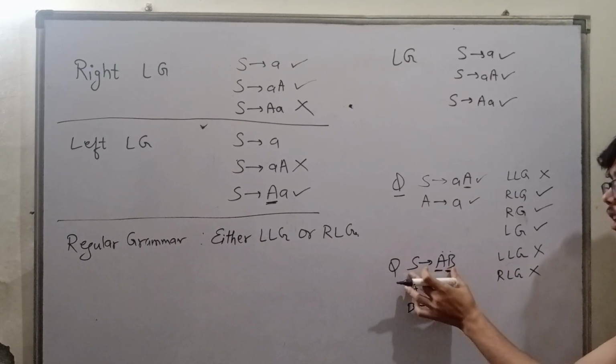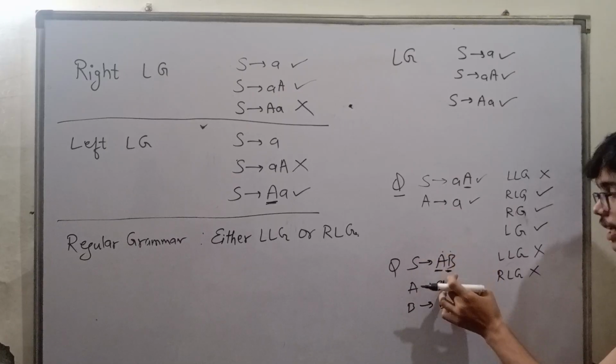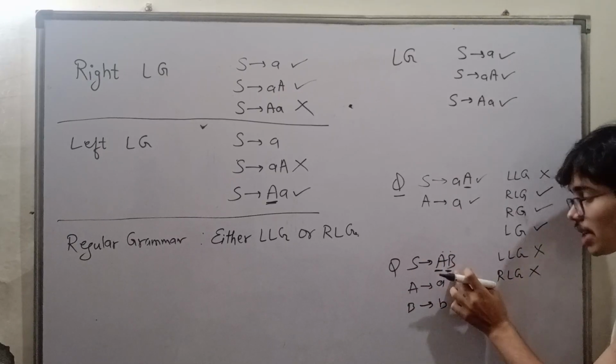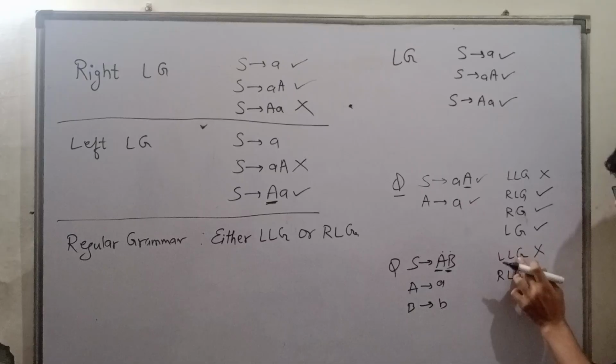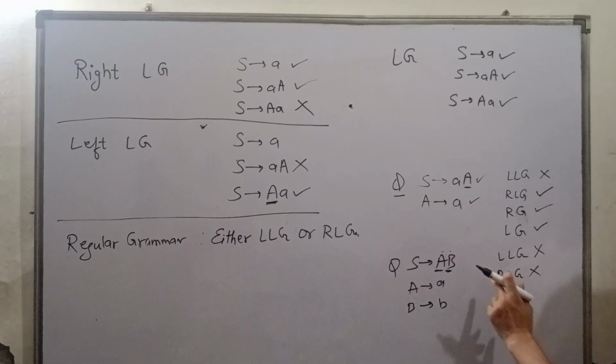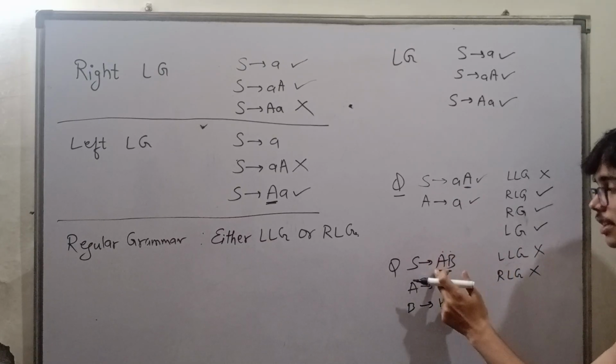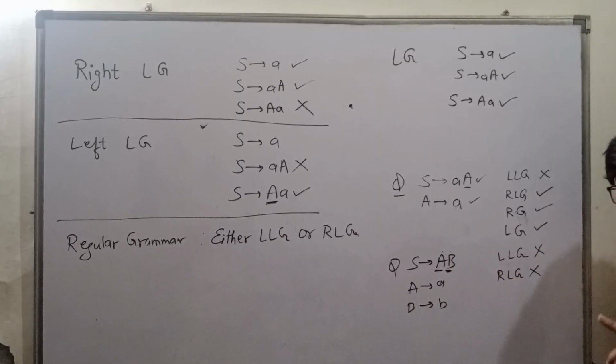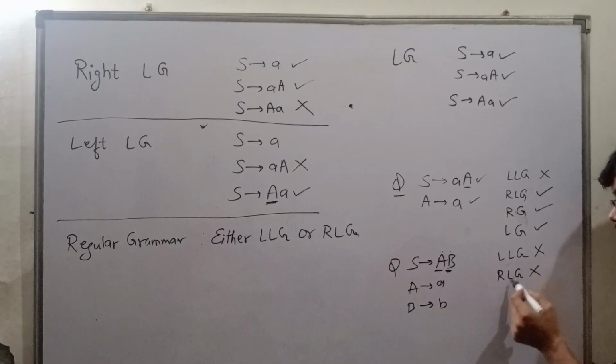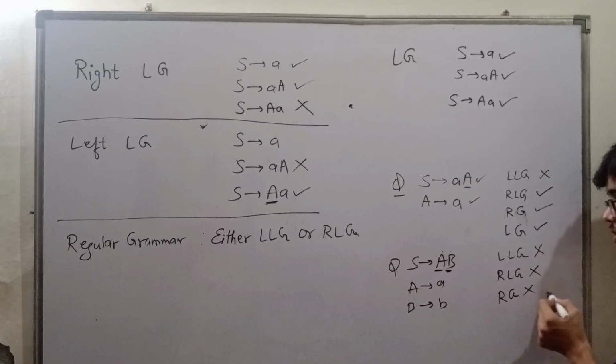If you see, you can make an example like here: B is present on the right-hand side, that means a variable is present on the right-hand side, that's why it is not a left linear grammar. And here a variable is present on the left-hand side, that's why it's not a right linear grammar. And if both are wrong, then it is also not a regular grammar.